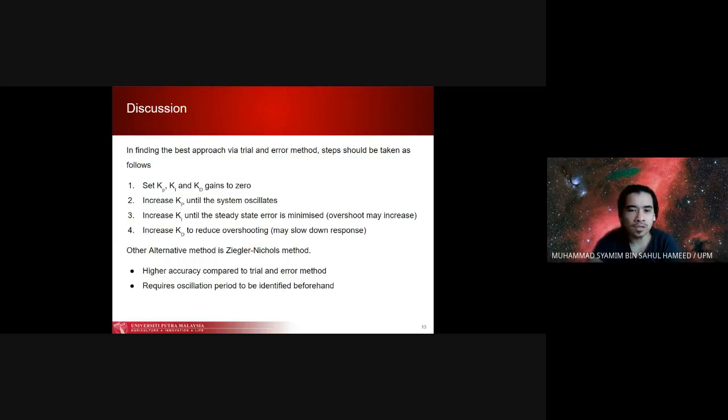For the other alternative method, besides trial and error to tune the PID, there is the Ziegler-Nichols method. This method has higher accuracy compared to the trial and error method, and it requires the oscillation period to be identified beforehand.